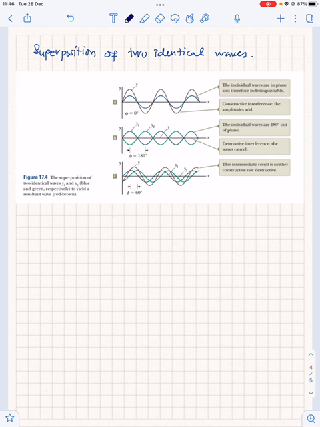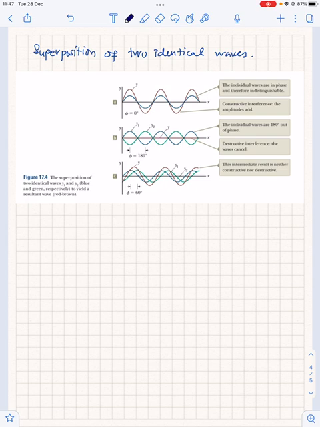Next we have the superposition of two identical waves. We have three figures, 17.4a, 17.4b, and 17.4c, with two waves in each figure. For example, in figure A, the two waves are in phase with each other, and therefore they are indistinguishable.